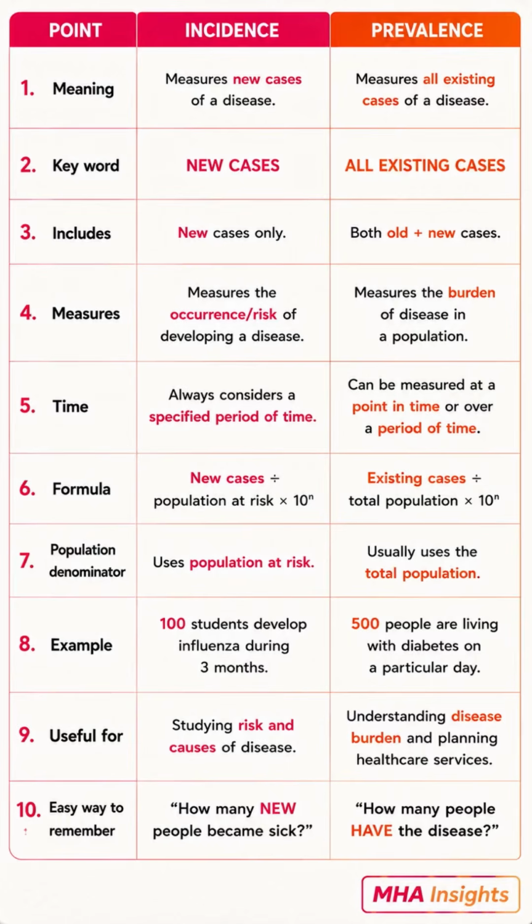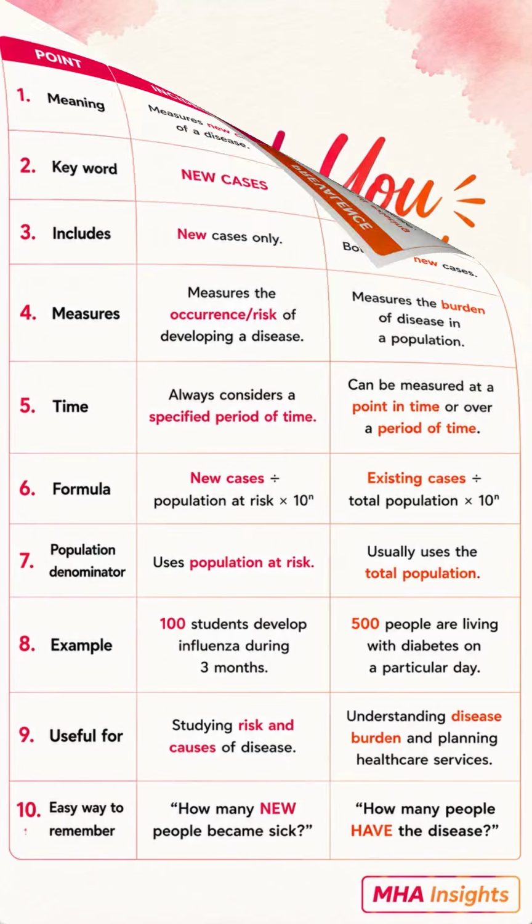Ninth is useful for. The incidence is useful for studying risk and causes of disease, and in prevalence we understand the disease burden and planning healthcare services. 10th is easy way to remember. In incidence we remember how many new people became sick, and in prevalence how many people have the disease.